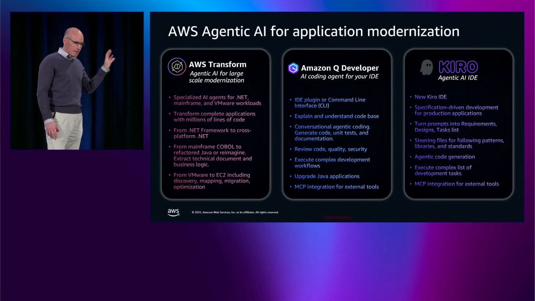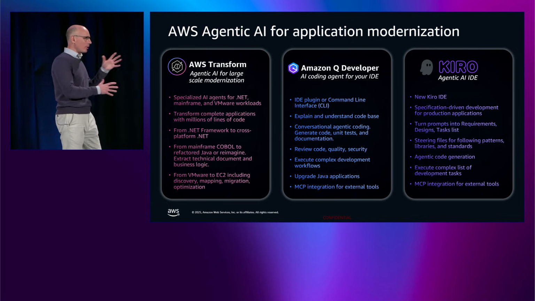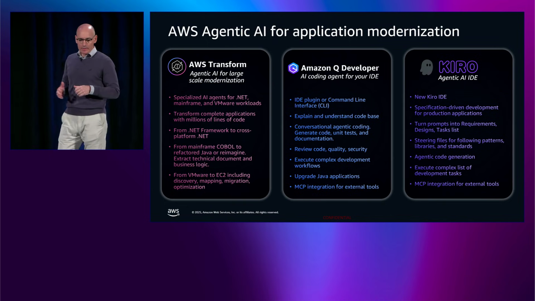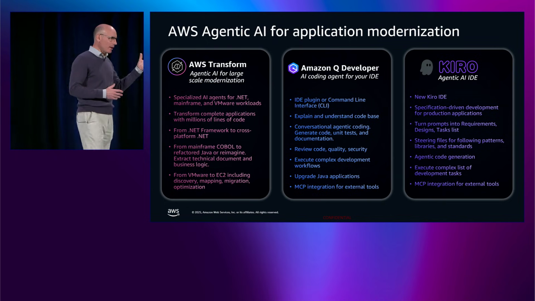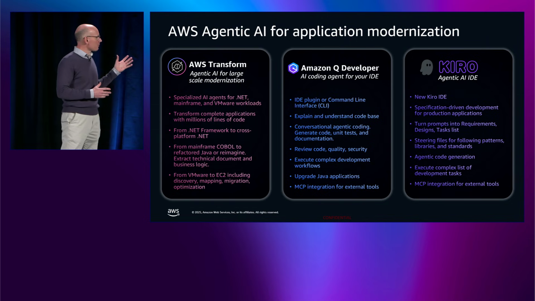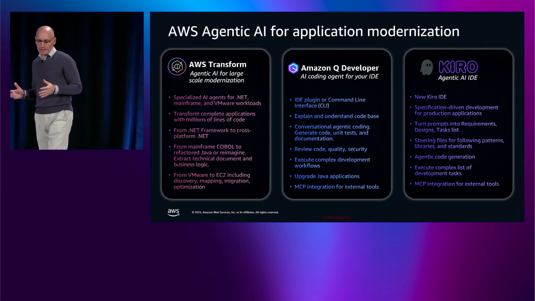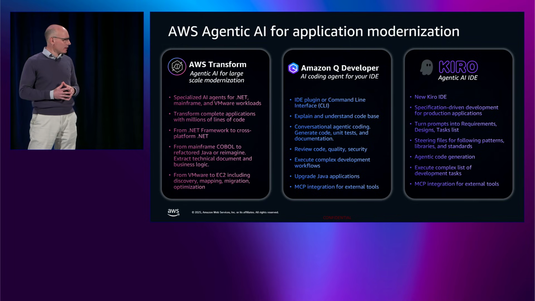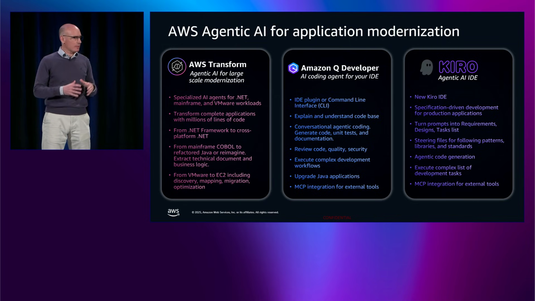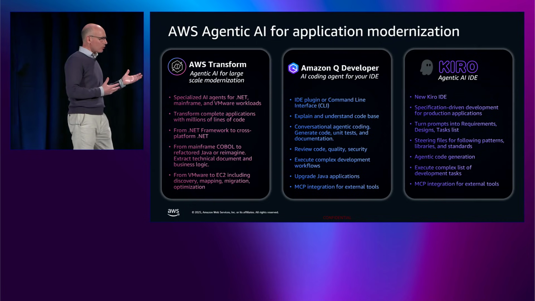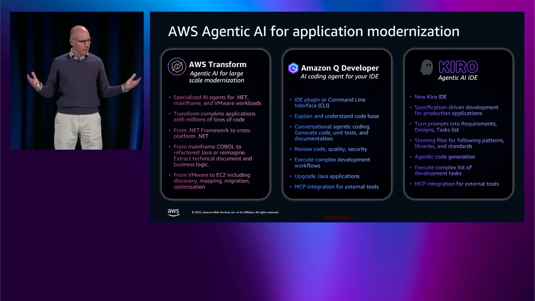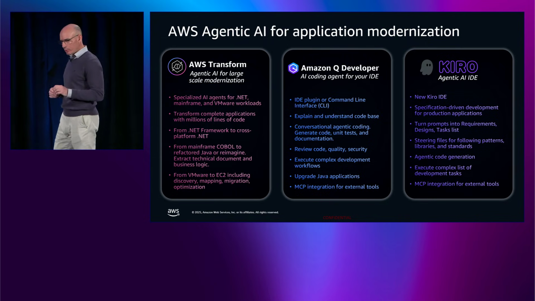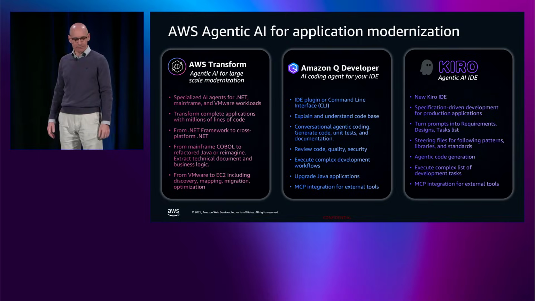Q Developer is a coding assistant that resides within your IDE. And it can help with various tasks within the software development lifecycle. So it really meets you wherever you are in your IDE, which can be VS Code, which can be JetBrains IDEs, for example. And then on the right-hand side, you can see Kiro, which is the latest agentic IDE that AWS has released. And it's been optimized for agentic collaboration in order for you to be able to fully utilize the potential of AI agents. And it has a strong focus on specification-driven development so that you can create production-ready applications.